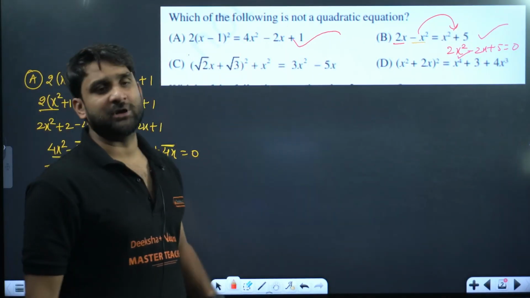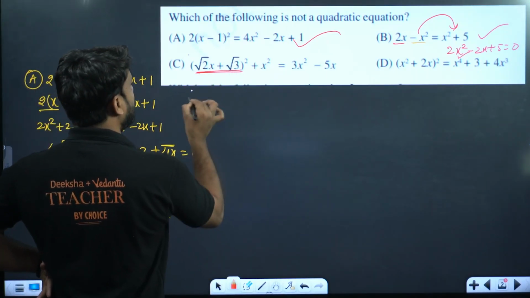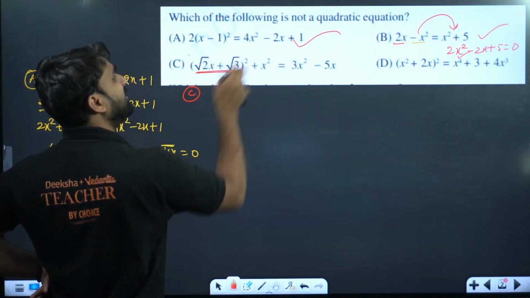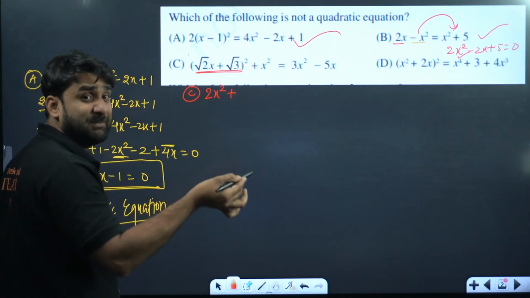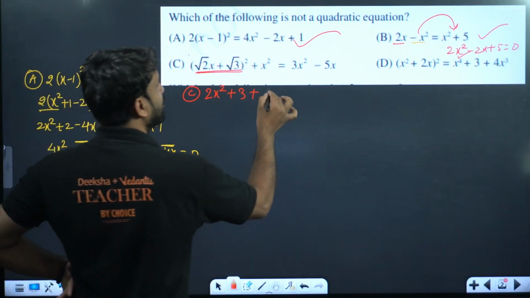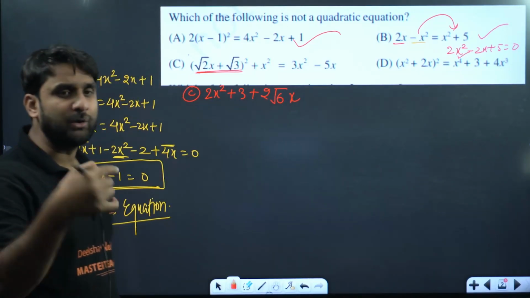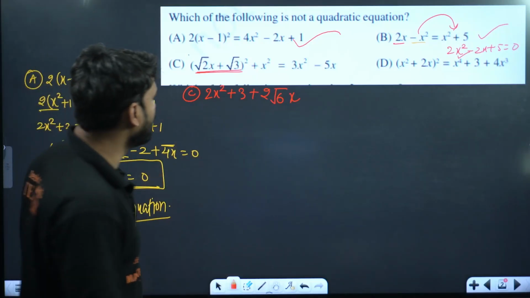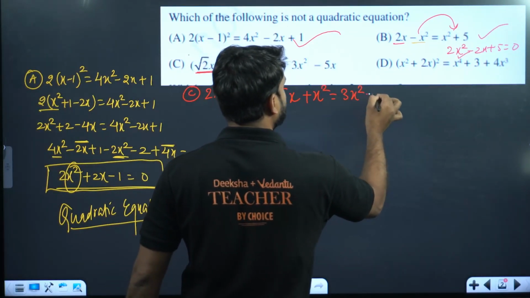Now look at option number C. This is (a plus b) whole square, so (under root 2x plus under root 3) whole square. Open it: a square plus b square, so 2x square, root 3 square will be 3, plus 2ab, so 2 into under root 2 into under root 3, there will be only one root and the numbers will get multiplied, so 2 root 6x. So 2 root 6x plus x square is equal to 3x square minus 5.